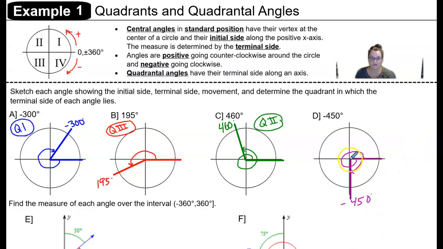Okay, and the terminal side lies along an axis. So it's not in quadrant 3 or quadrant 4. Instead, we call an angle whose terminal side is on an axis a quadrantal angle. So again, a quadrantal angle has its terminal side along either the x or y axis.